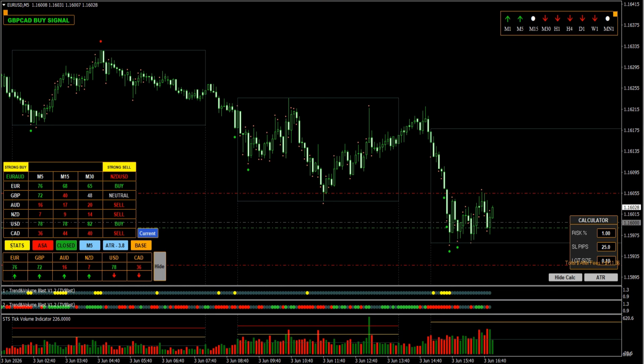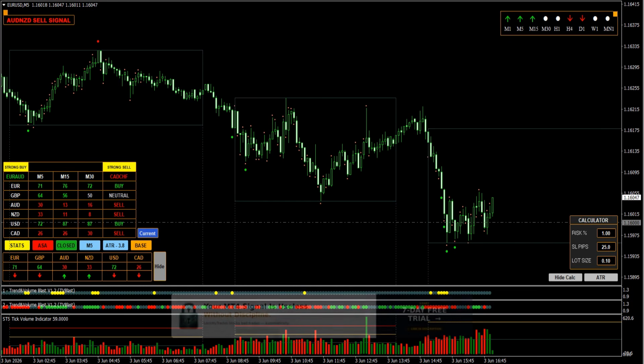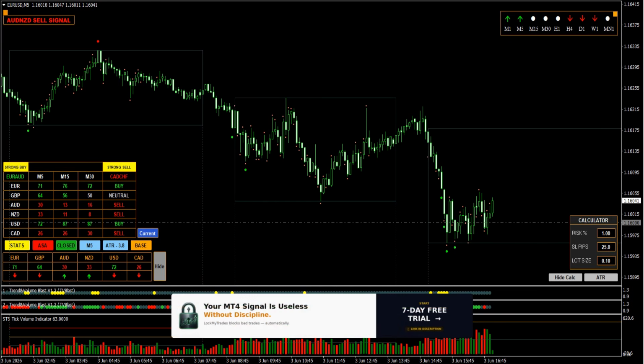The stop loss was already placed at a logical level. My job was not to predict the next candle. My job was to let the trade reach its conclusion, whatever that conclusion turned out to be. Price never reached the target. The stop loss was hit, and this trade closed as a loss.